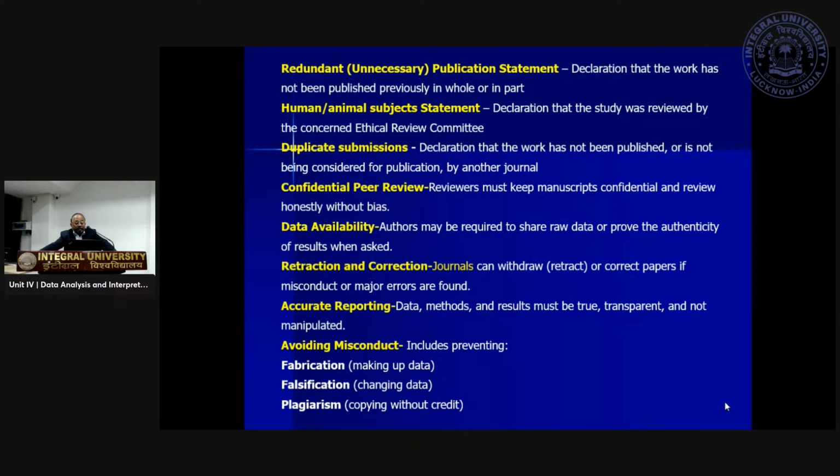Accurate reporting: data, method and results must be true, transparent, and not manipulated. Avoiding misconduct includes fabrication, falsification, and plagiarism. You know, fabrication is making up data. If you are making false data, developing data, that comes under fabrication. Falsification means changing the data. Figures you can change, the numbers you can change. That comes under falsification. And plagiarism, you know, is copying without giving credit.